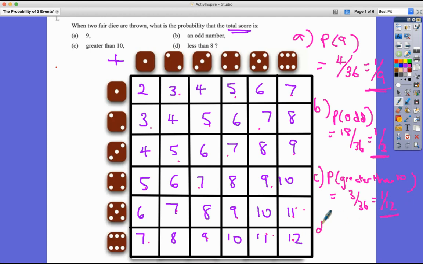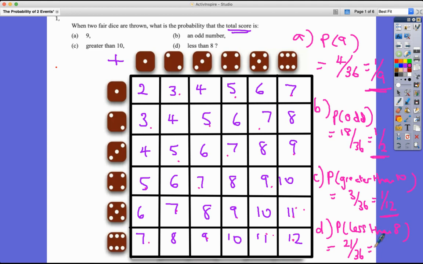And last but not least, the probability less than 8. Last one. How many of the numbers are less than 8? Well, it's the numbers from 2 to 7, isn't it, here? So 1, 2, 3, up to 21, I think. I'm going to double check. 10, 15, yes, 21 out of 36.